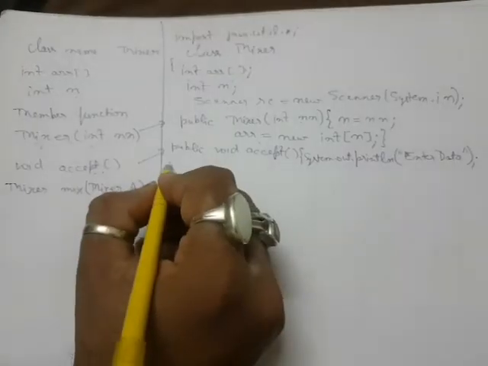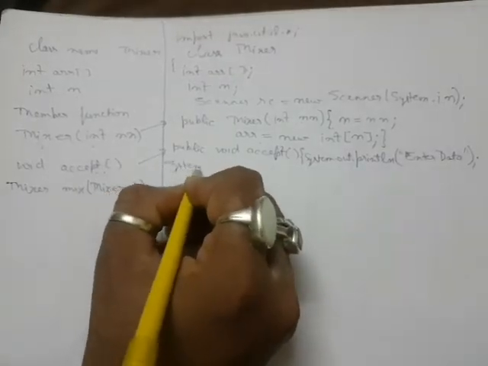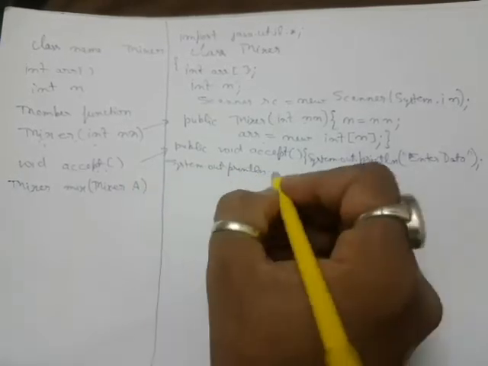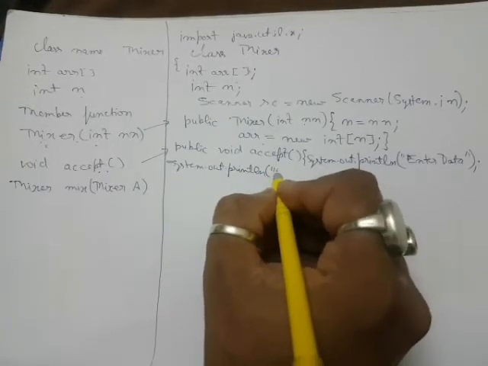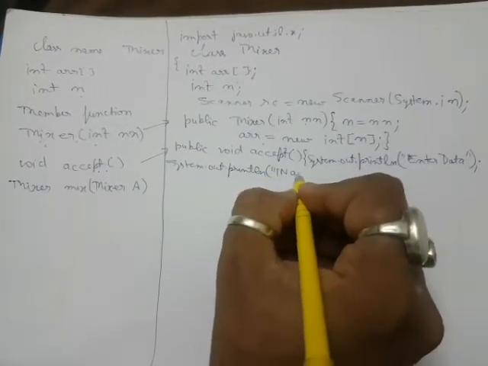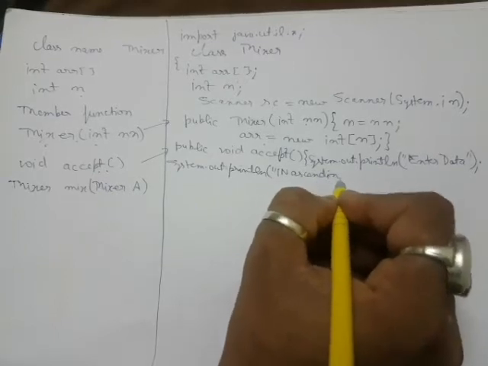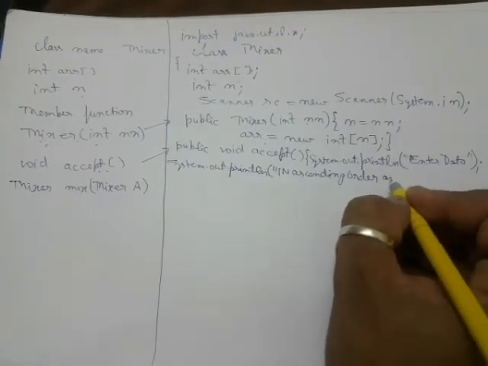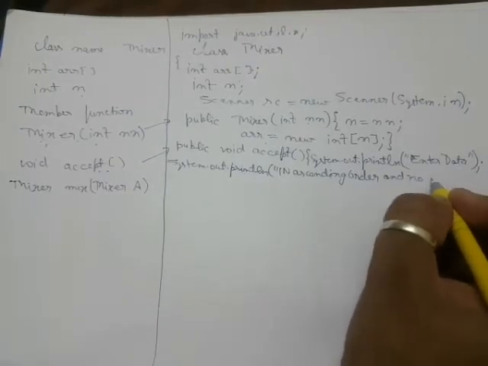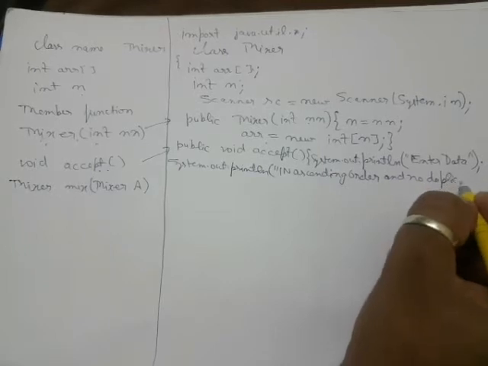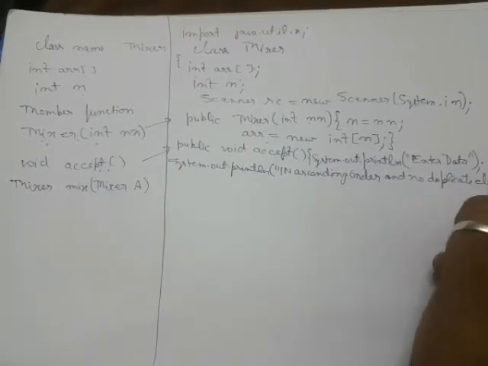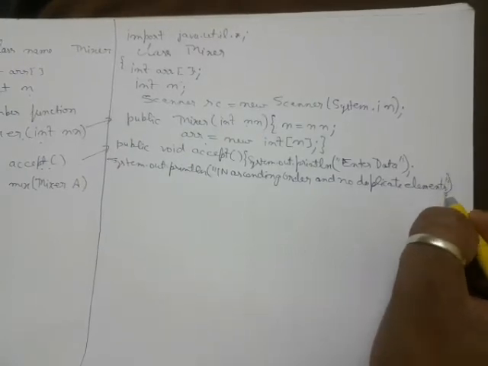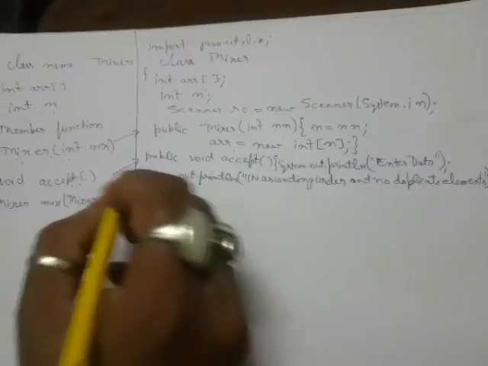Alright, and here I specify System.out.println in ascending order. Alright, and no duplicate elements. Alright, no duplicate elements. This is the message. And now I have to input the data.